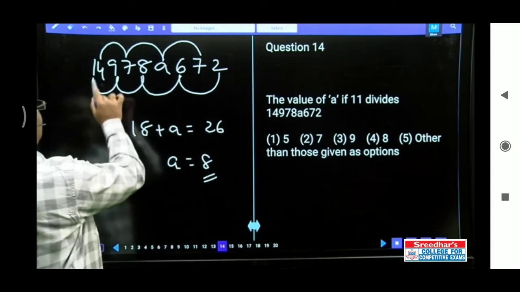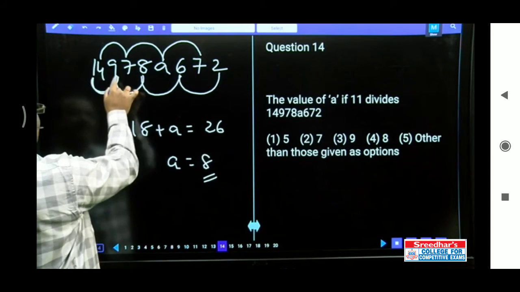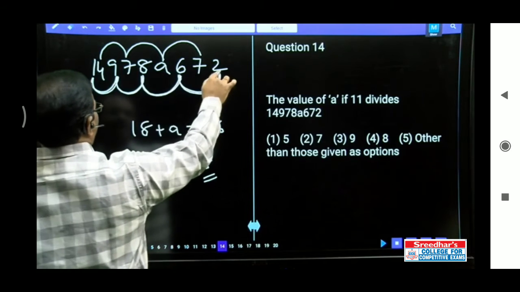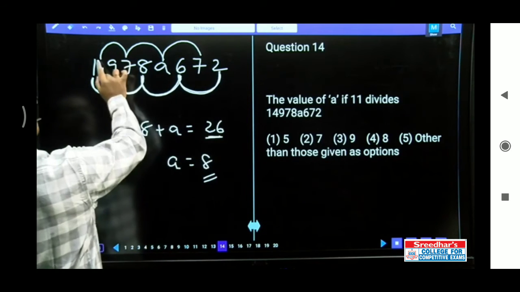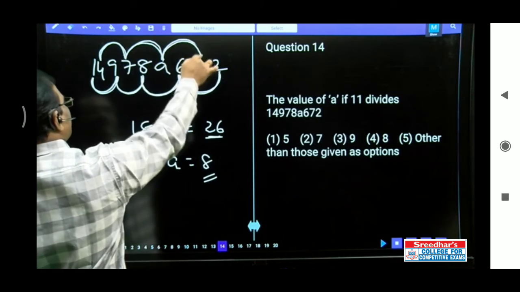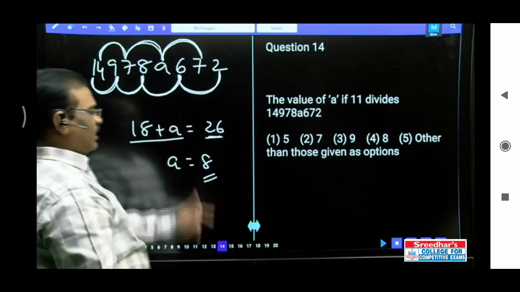Are you clear that? Once again, sum of the digits in odd places చూస్తున్నాం: 1 plus 9 10, 18 plus 6 24 plus 2 26, so alternate 26 వచ్చింది. Another alternate 4 plus 7 11, 11 plus a, 11 plus a plus 7, 18 plus a. Another alternate 18 plus a. Therefore, a must be 8.